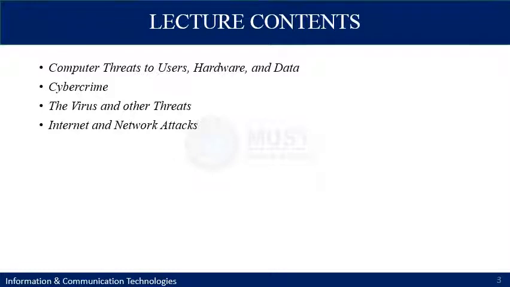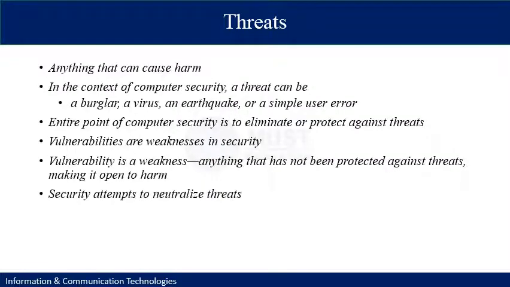Before moving forward, we must comprehend a rudimentary definition of computer system threats. A threat can be anything that can cause harm to the user, to the hardware, or to the information. In the context of computer security, a threat can be a burglar, a virus, a natural catastrophe such as an earthquake, or a simple user error. The entire point of computer security is to eliminate or protect against threats.